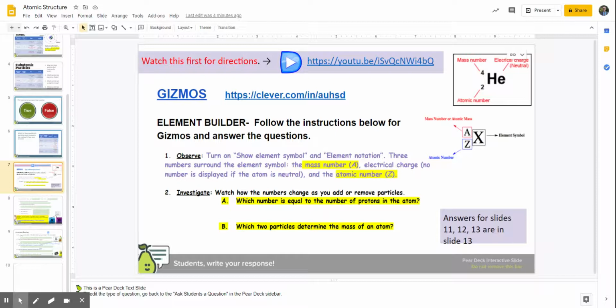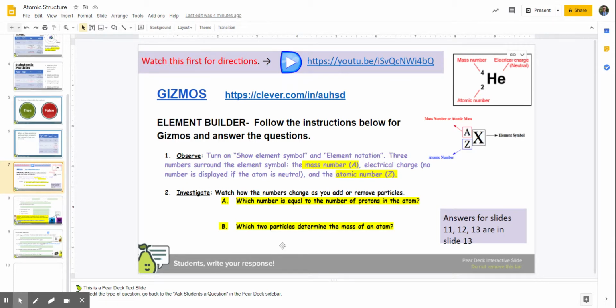Okay, so let's go over the answers for slides 7 through 9. You're going to be writing your responses on this slide. This Pear Deck is going to be in student pace mode, so it's going to ask you to write your response. You're going to write your response for these two highlighted questions, A and B, on this slide.